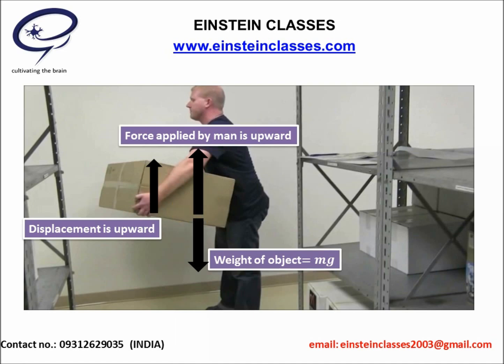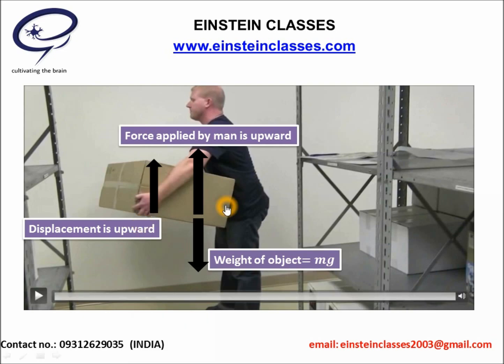We have to find the work done by the force applied by the man. Let the force applied by the man be F and the displacement of the object be d. Then work done equals Fd cos theta. But here theta is the angle between the force and displacement, and theta is 0 degrees because the displacement is upward and the force applied by the man is also upward. Hence the angle between the force and displacement is 0 degrees. That's why the work done by the man will be Fd cos 0, and the value of cos 0 is 1. That's why work done will come out as Fd.